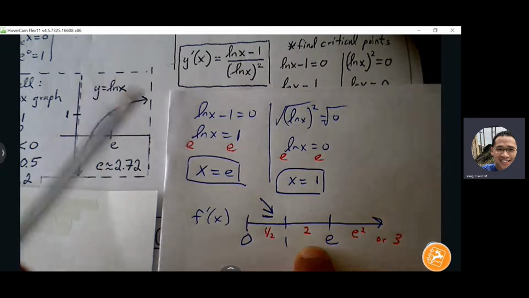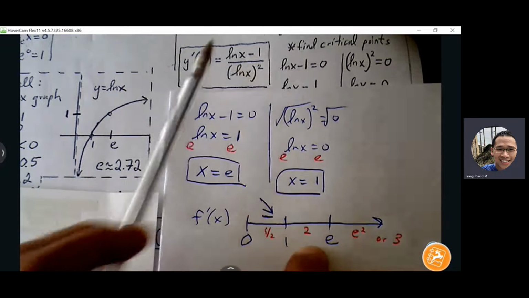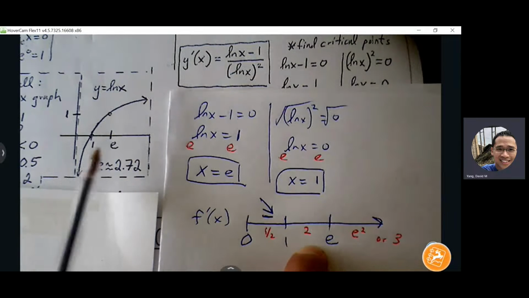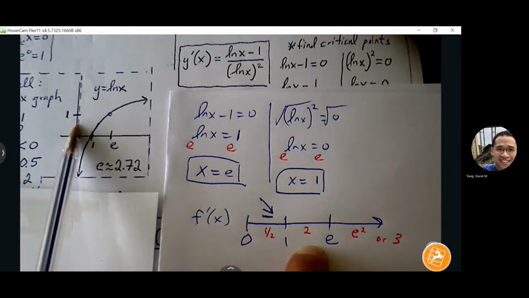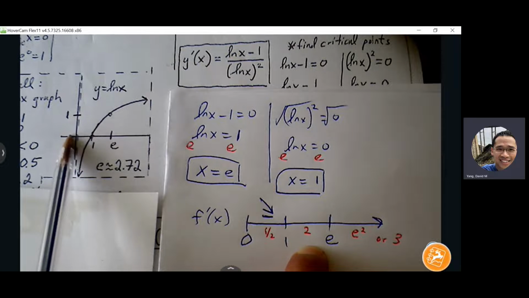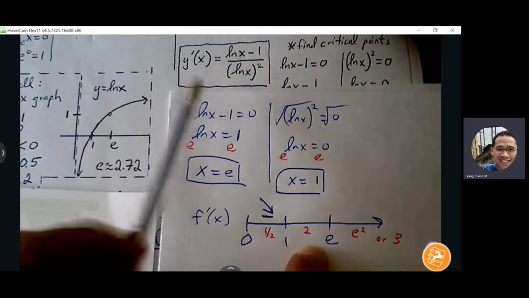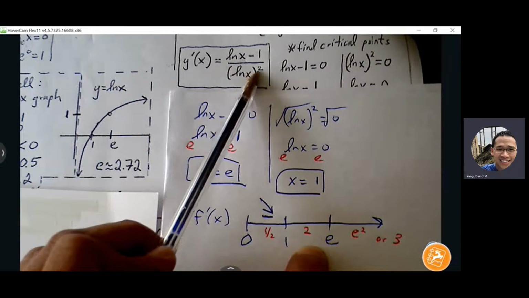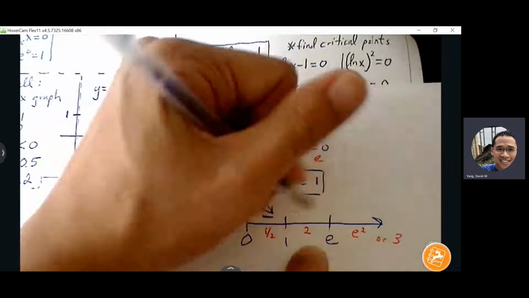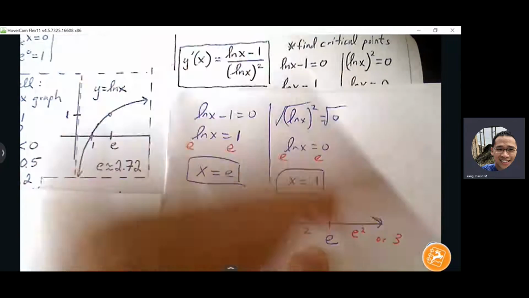Okay, let's plug 2 in. Natural log of 2. Okay, look at your graph. Where's natural log of 2? What y value is that? Around 0.5, right? It's definitely less than 1, but greater than 0. So let's say natural log of 2 is, let's say, 1/2. 1/2 minus 1 is negative. Over anything squared is positive. Negative over positive is negative.